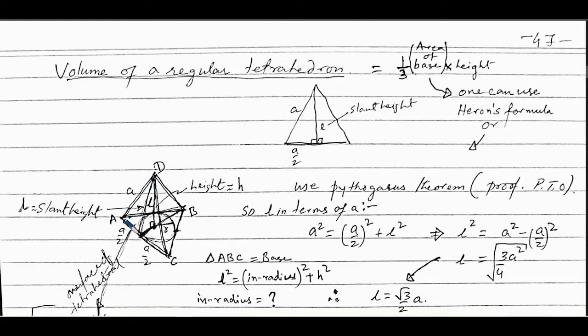These sides or edges are the same, A. So this is also A. This is also A. This is also A. Okay, and this is the slanted length L. This is L. These are A.